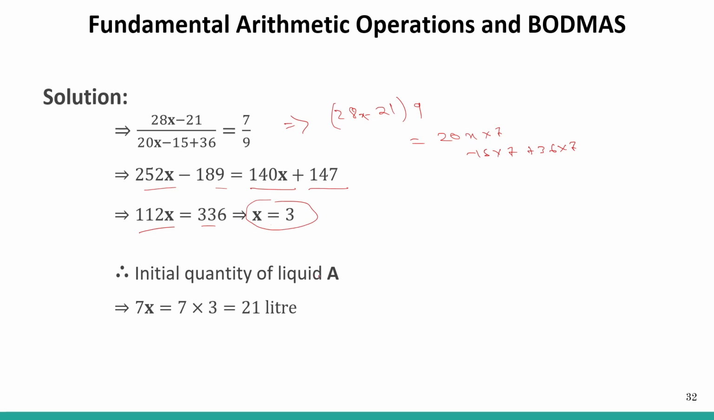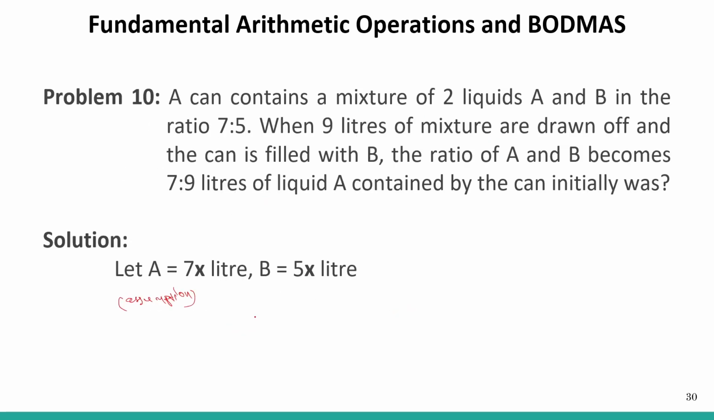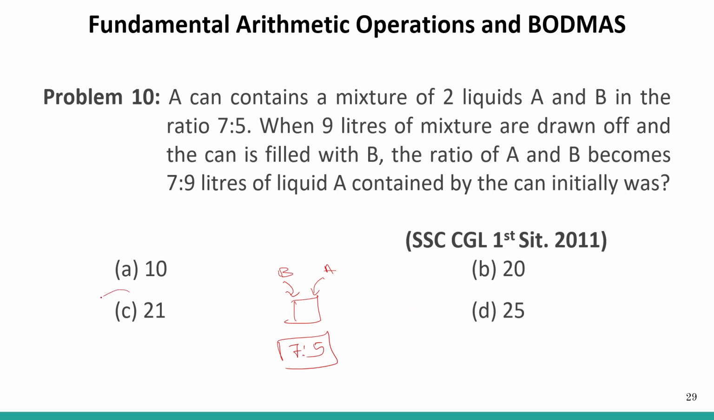So the initial quantity of liquid A is 7x, so 7 into 3 is equal to 21 liters. So 21 liters will be the final and correct option. The other options are wrong. This question appeared in SSC CGL first sitting of 2011.